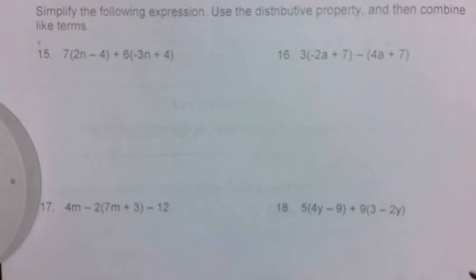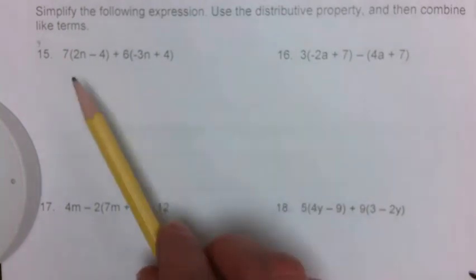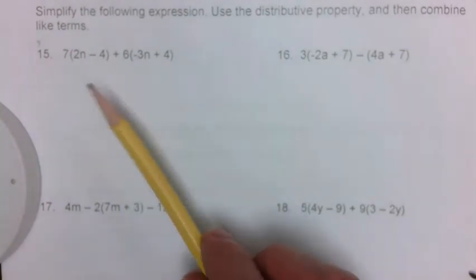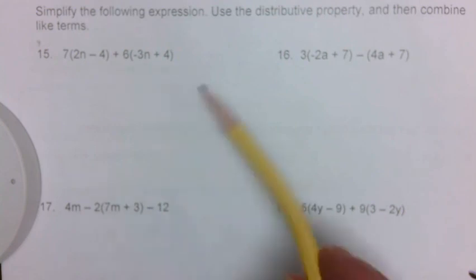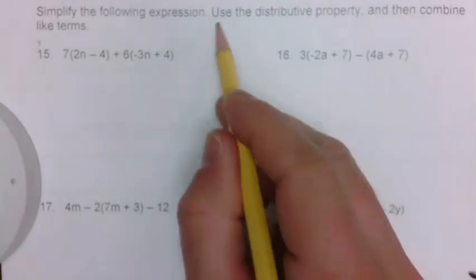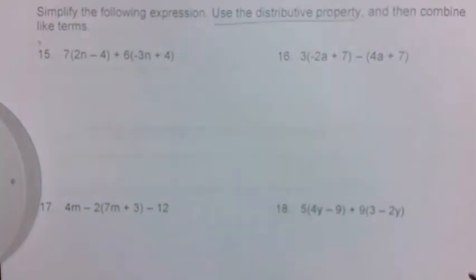On page 12, this is where we take the information from the last two classes and put it all together. All right, the directions say to simplify the following expressions, use the distributive property, and then combine like terms. Okay, in order to simplify these expressions, I'm going to have to do what I did last class, where I'm going to have to combine my similar terms. Only this time, notice though, we have parentheses and numbers multiplying those parentheses. So the very first thing that we're going to have to do in each case is use the distributive property.